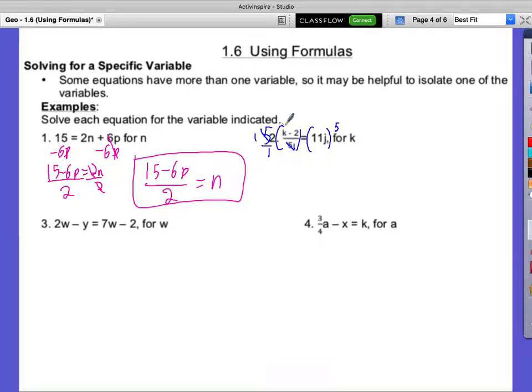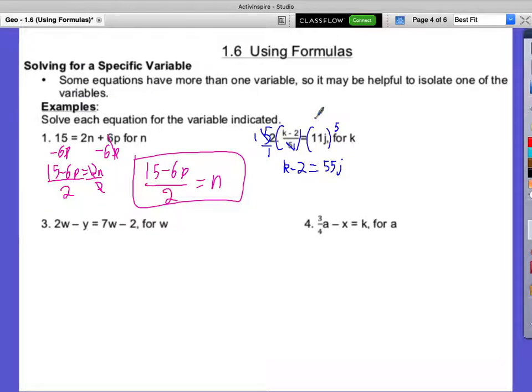What's 1 times k minus 2? K minus 2, okay? Over 1, so we have to write over 1? No. What's 5 times 11j? 55j. There's no addition or subtraction, so you don't have to distribute. You just multiply. So now we have k minus 2 equals 55j. We could have split up the fraction and gotten the right answer that way, but I think this is a little bit simpler.